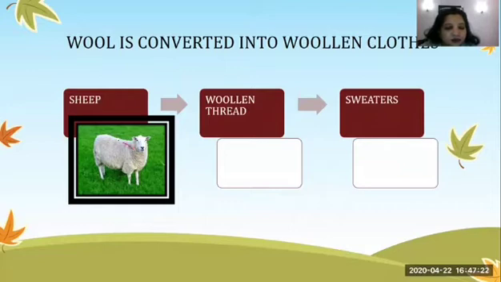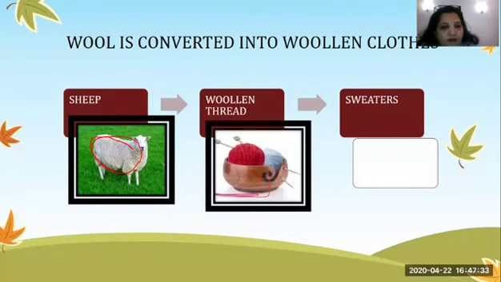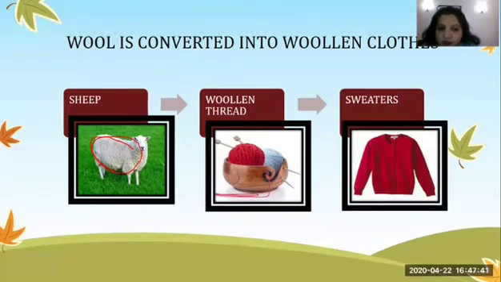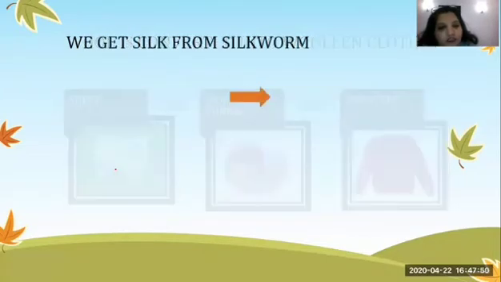It's not much, but still it is little. So the people who are taking care of the sheep allow the wool to grow very well. Then it is trimmed and converted into woolen thread. With the help of this woolen thread, we make sweaters, scarves, gloves, etc. So I hope all of you have learned how wool is converted into woolen clothes.